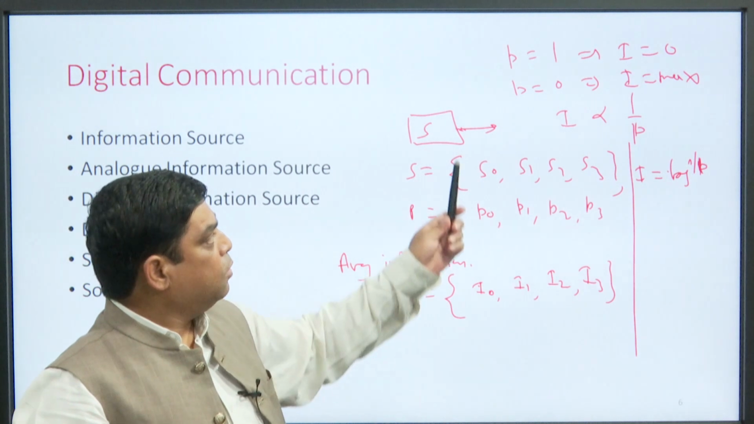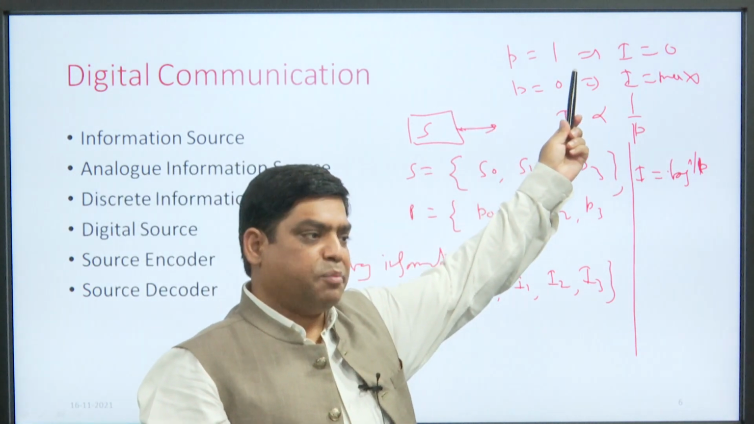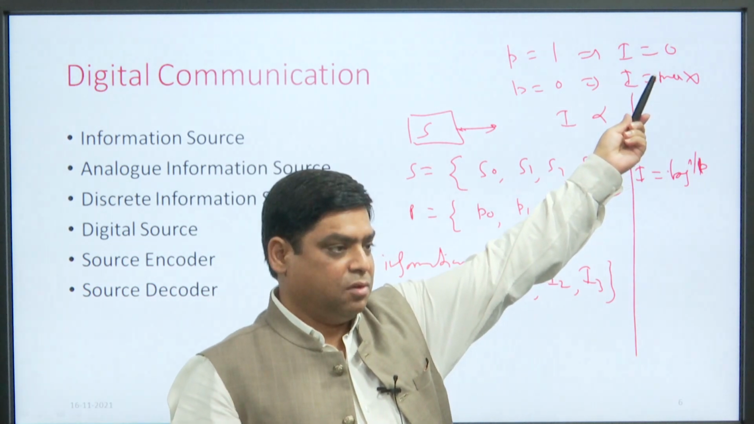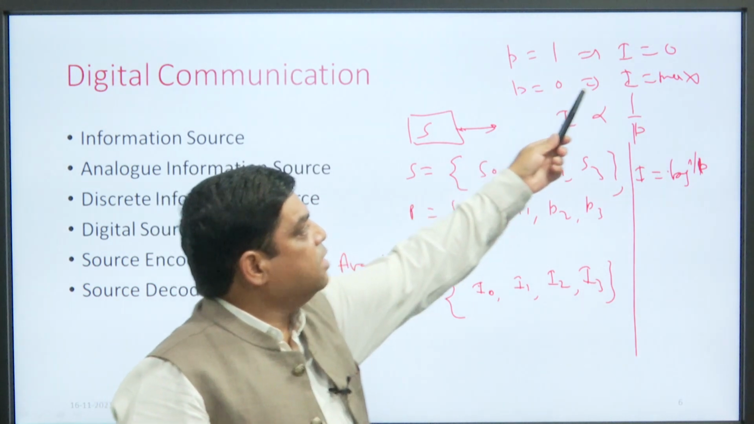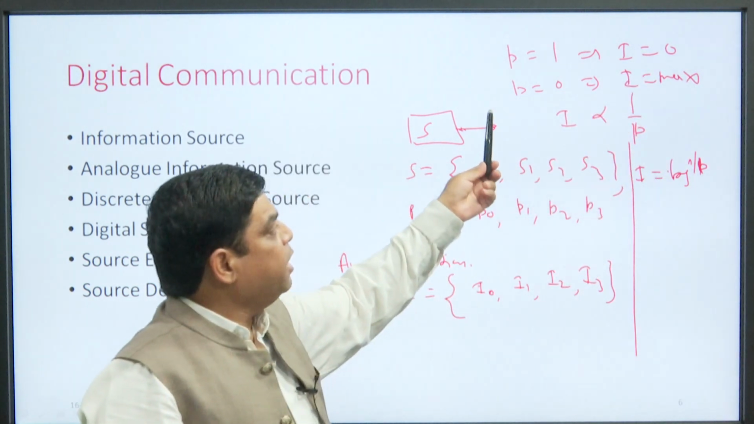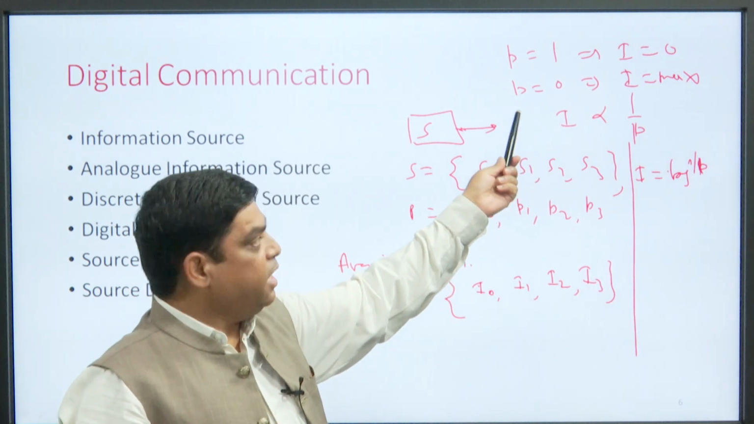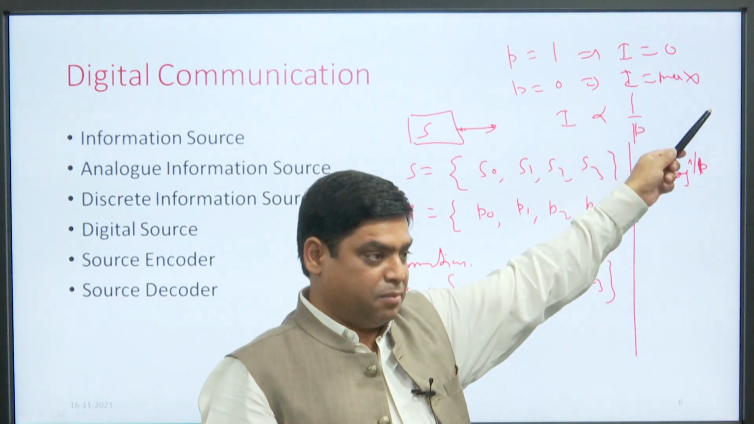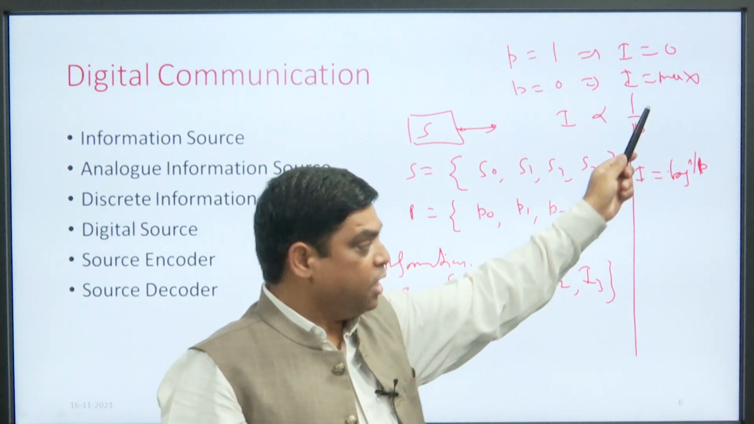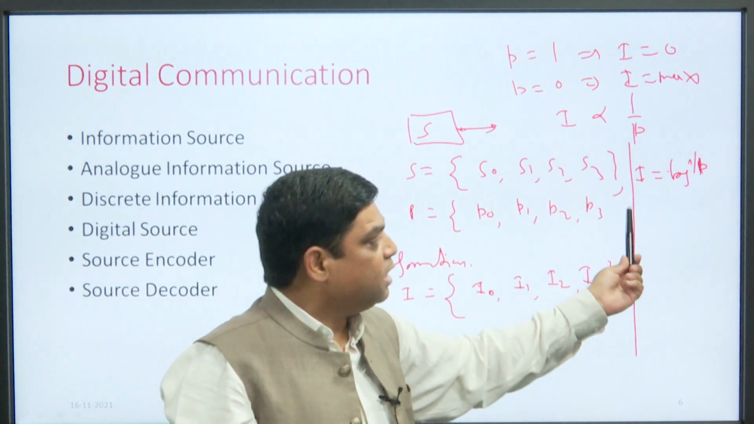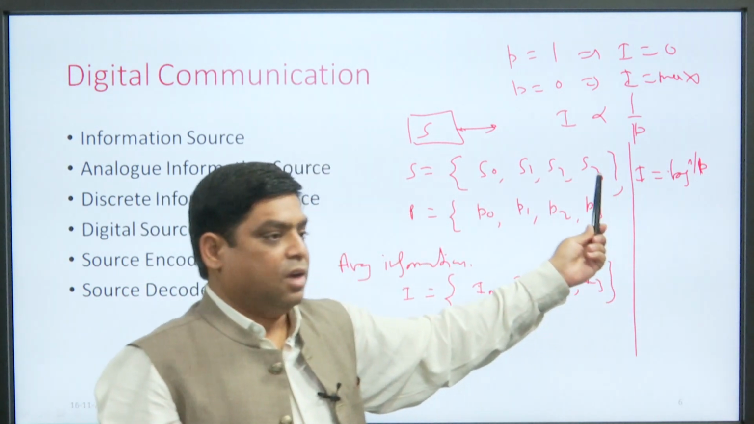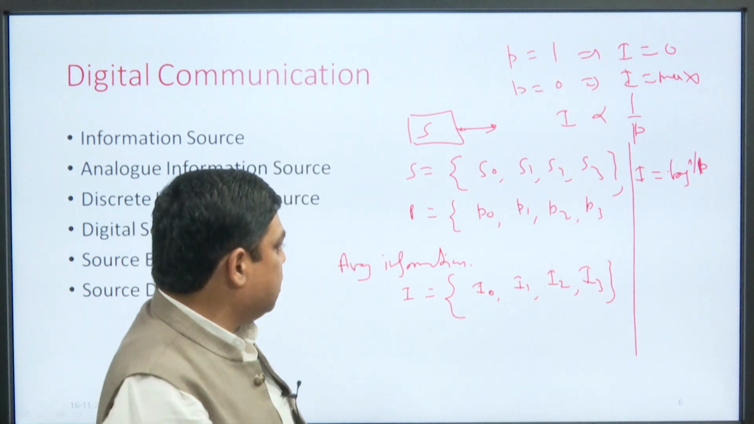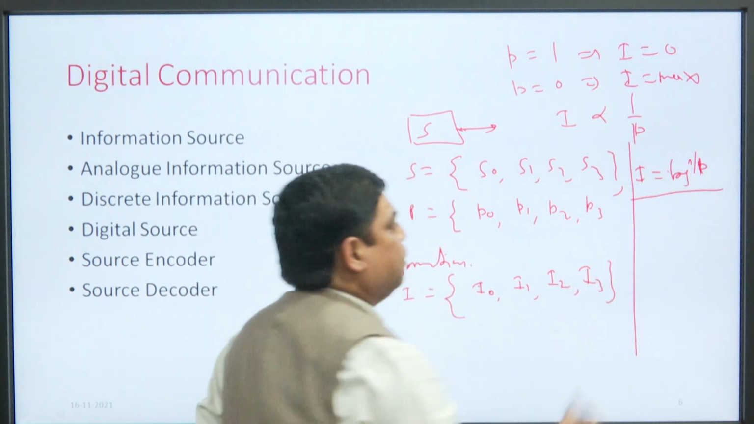Like that, when probability is 1, there is no surprise, information is 0, and uncertainty is also 0. But when probability is 0 and the event happens, then surprise is maximum, information is maximum, and uncertainty is maximum. Then we can mathematically correlate probability with uncertainty, surprise or information. This is the method by which we can correlate.